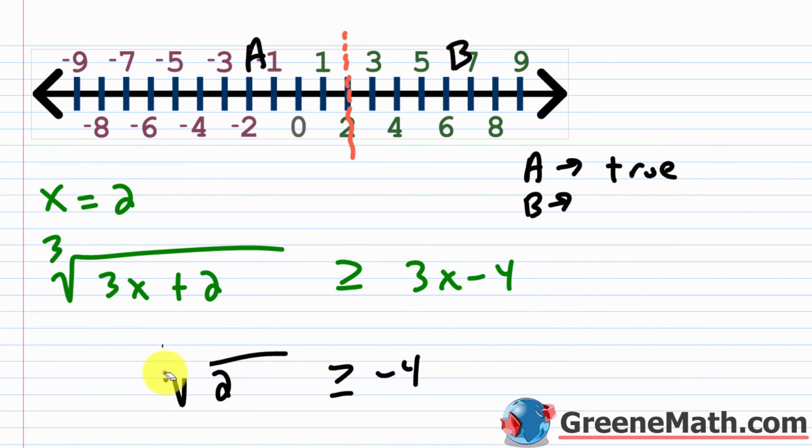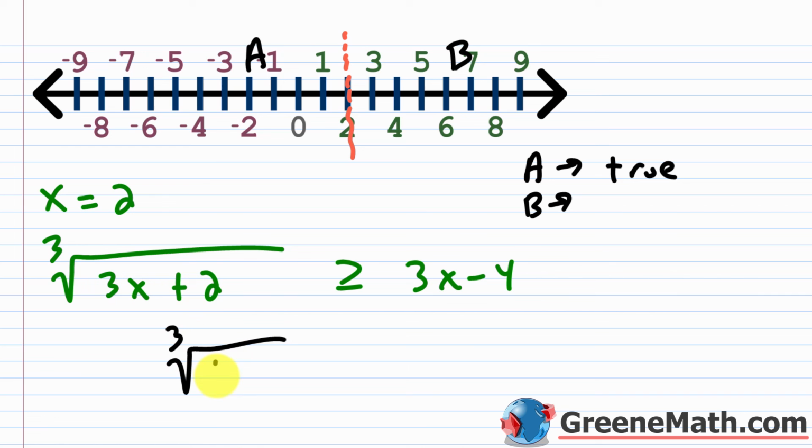Now, for B, you could pick something like, let's say 3. It doesn't really matter. So 3 times 3 is 9. 9 plus 2 is 11. So you'd have the cube root of 11 is greater than or equal to 3 times 3 is 9, and 9 minus 4 would be 5. Now, you could use your calculator for this, but I don't think you need it. So you could approximate this and say it's about 2.22. So that's clearly not greater than 5. But if you didn't want to use a calculator, remember the cube root of 125 would be equal to 5, right? So this is the cube root of 11, so obviously it's going to be smaller. So this we would mark as false.